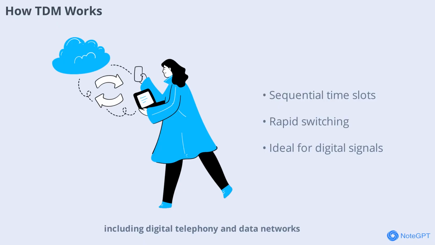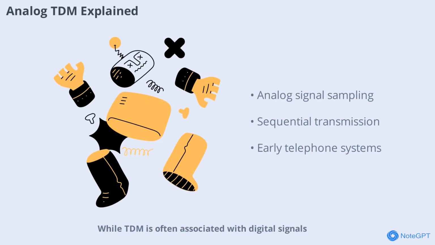data networks. TDM is often associated with digital signals. It can also be used with analog signals. In analog TDM, multiple analog signals are sampled and assigned to different time slots. The samples are then transmitted in sequence over the same channel. At the receiving end, the samples are separated and reconstructed into their original analog signals.